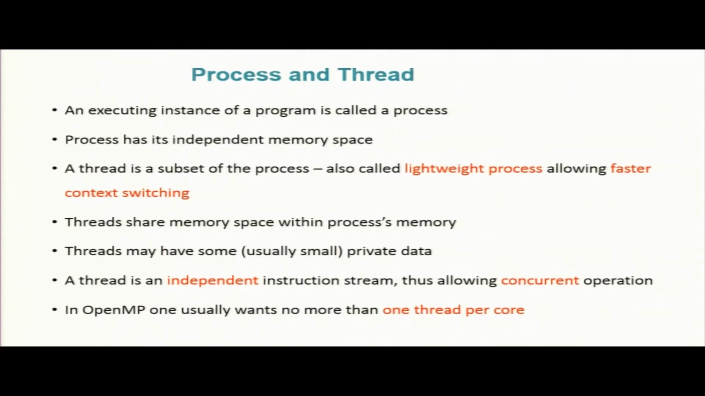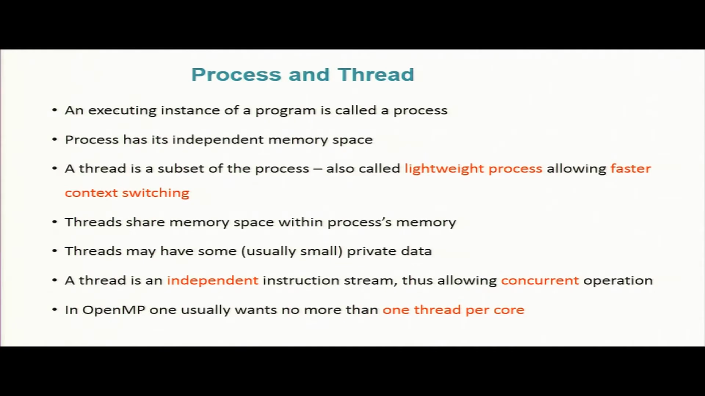Threads share memory within the process's memory. Threads may have some private data, like stack variables and so on. And they have an independent execution stream also, because of which concurrency is possible with threads. So multiple threads within a process can be spawned across multiple cores, so we can make use of multiple cores with multi-processes and multi-threads.